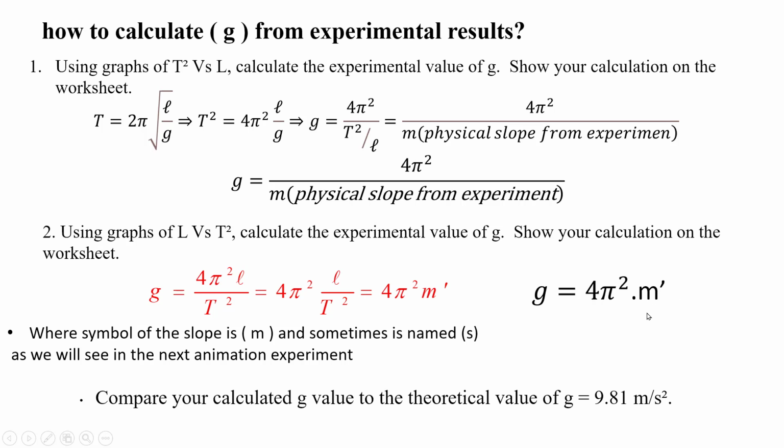The two ways are very useful, and generally we use these two ways to calculate the physical slope from experimental results.